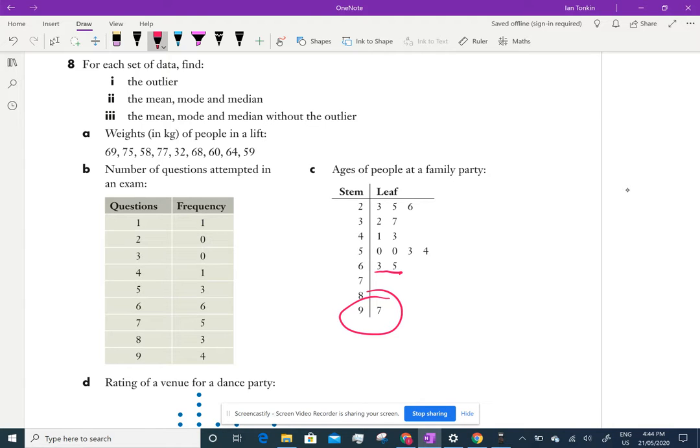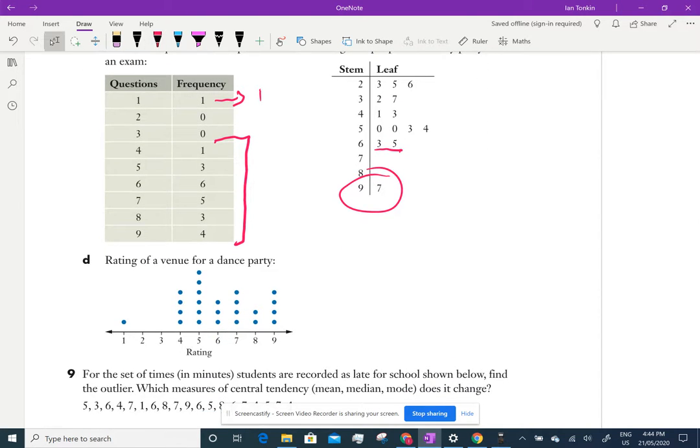Here, everyone in this attempted 4 questions or more, except this one person who just gave up. And that's an outlier. Or we know we're going to learn how to calculate it. Rating for a dance party. All these people had a great time. This person said, no, it was a crap party. Assuming 1 was the worst and 9 was the best.